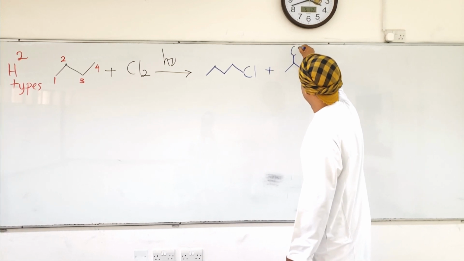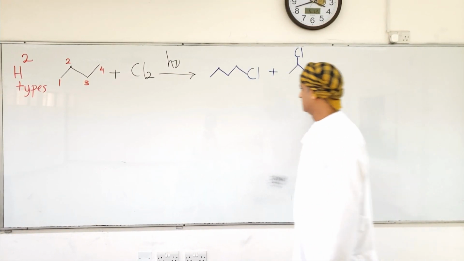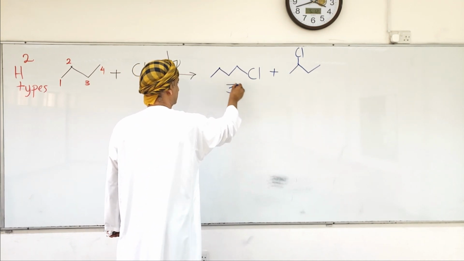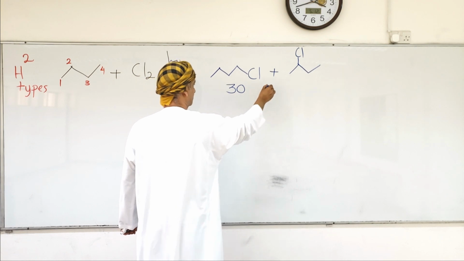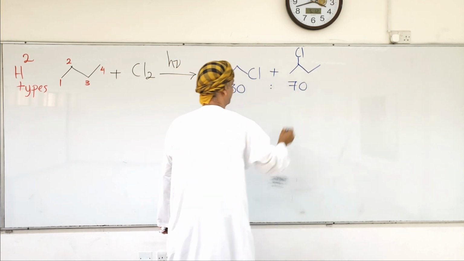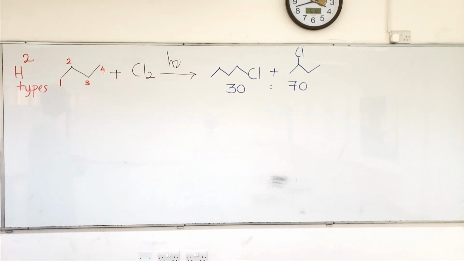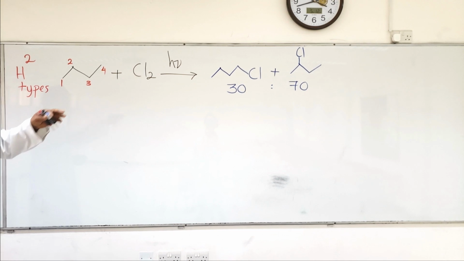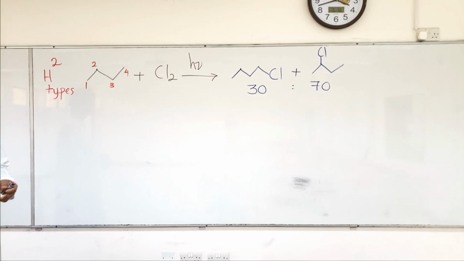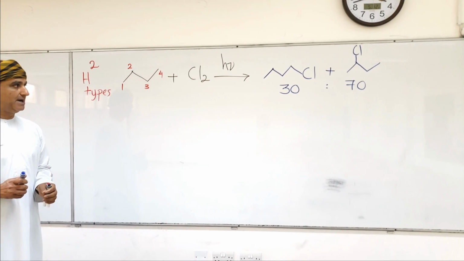And experimentally, these 2 products are obtained in this ratio, 30 to 70. 1-chlorobutane is obtained in a 30 to 70 ratio to 2-chlorobutane in the chlorination reaction of butane that's induced by light.